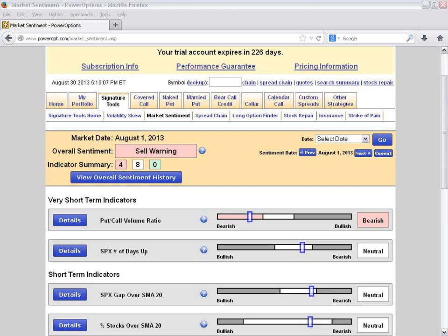Now, okay, let me go back here. The reason why this was important is on August 1st, August 2nd, and August 5th, when we saw a sell warning, I'm holding a few married puts, and the market had moved up significantly. Oh, that's interesting.